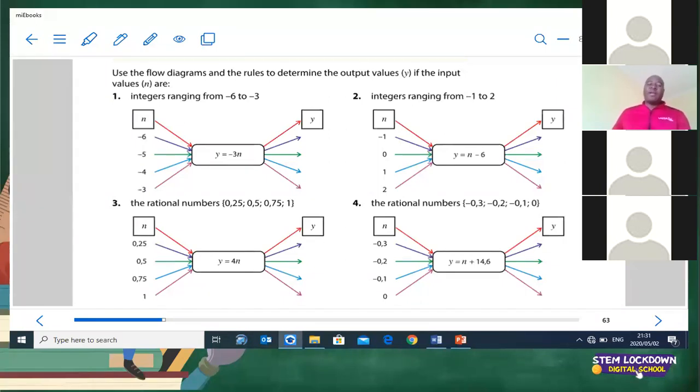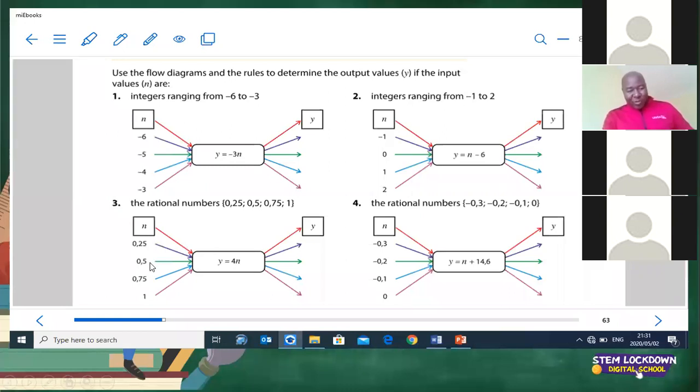How are we going to find the output values? You substitute the value of n here in this equation. N is 0.25. You will have 4 times 0.25, which is 1. Remember, 0.25 is the same as a quarter. Others call it 1 over 4. But that's a quarter. If you multiply 4 by a quarter, you get 1. The same as dividing 4 by 4.